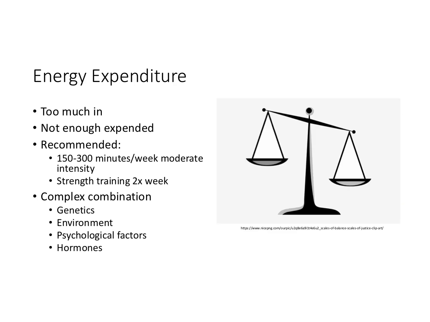So it's more complicated than we used to think, but the basic idea of energy expenditure is that obesity results when we have too much in, so too many calories in, and not enough energy expended through exercise. Recommendations for exercise are 150 to 300 minutes per week of moderate intensity exercise and strength training twice a week. Obesity is a complex combination, though, of genetics, environment, psychological factors, and hormones. So it's not quite as straightforward as we used to think.